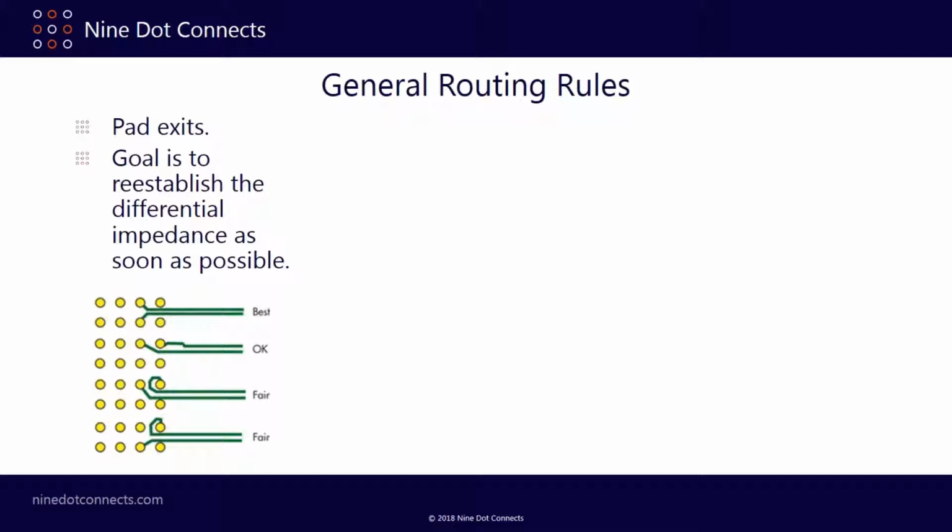Some general routing rules. Talk about pad exits. A lot of these memory controllers are FPGA packages. So trying to deal with a fan out, you need to be aware of these types of goals. Especially with the differential signals, you want to reestablish that differential impedance as soon as possible. So that basically makes your goal to make sure the spacing is appropriate.